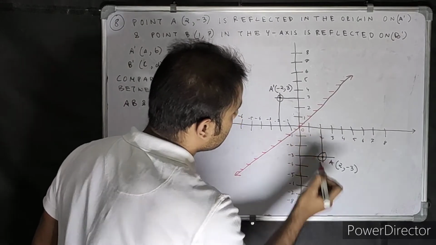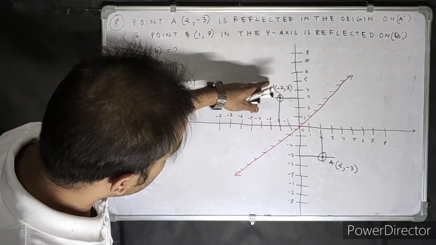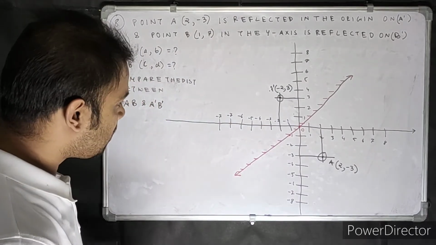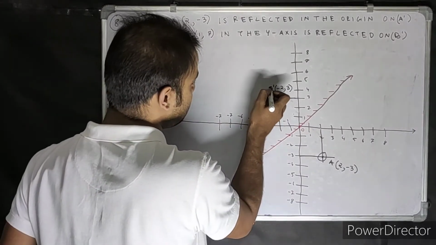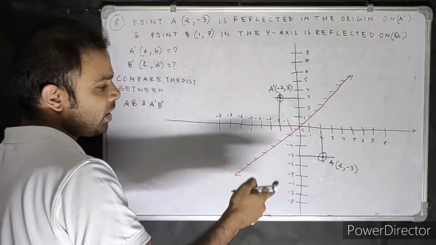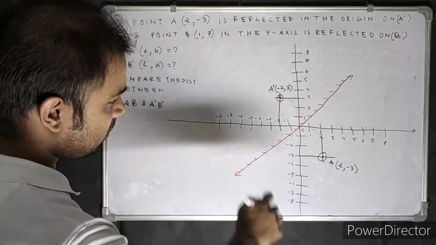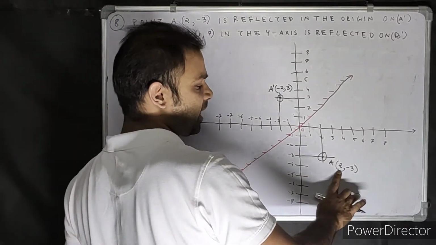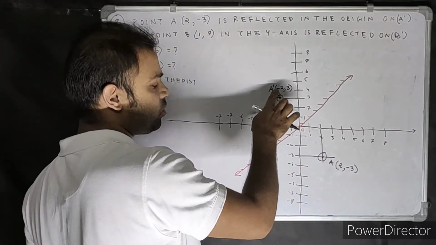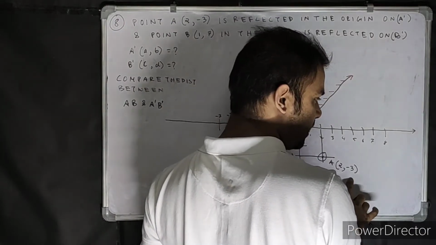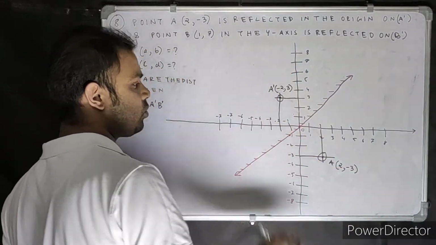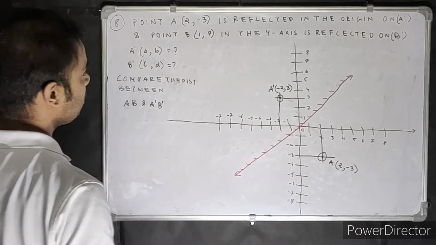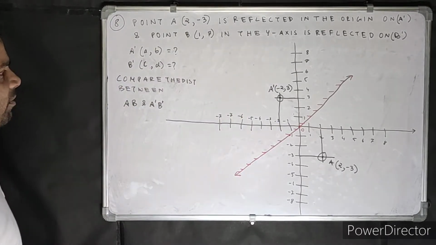Now when you reflect this point in the origin, whatever the point is changes. If the x-coordinate is positive, it changes to negative. If the y-coordinate is positive, that changes to negative. Since over here x is positive, x changed to negative, and y is negative, so it changed to positive. Point A dash is 2 comma minus 3. So that's your coordinate of A dash.